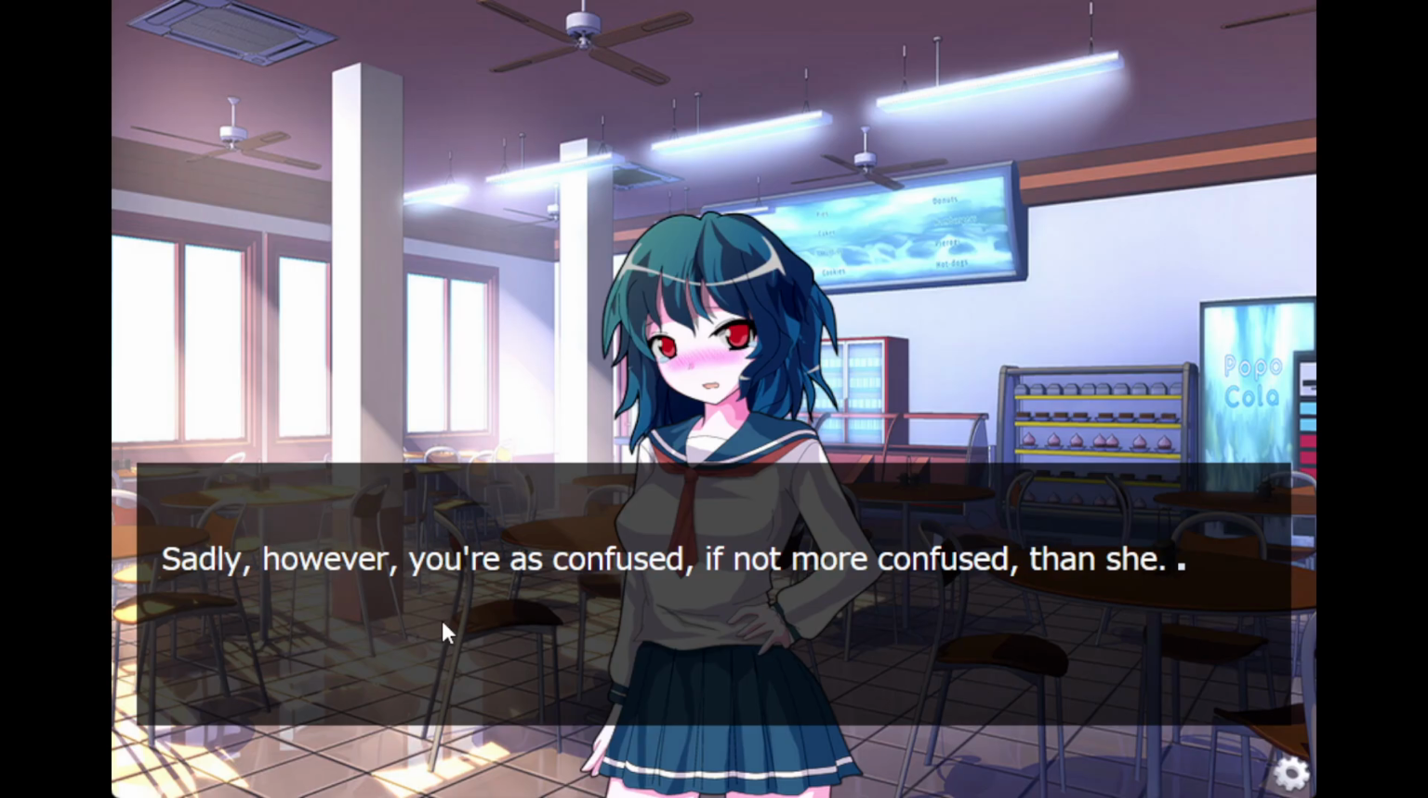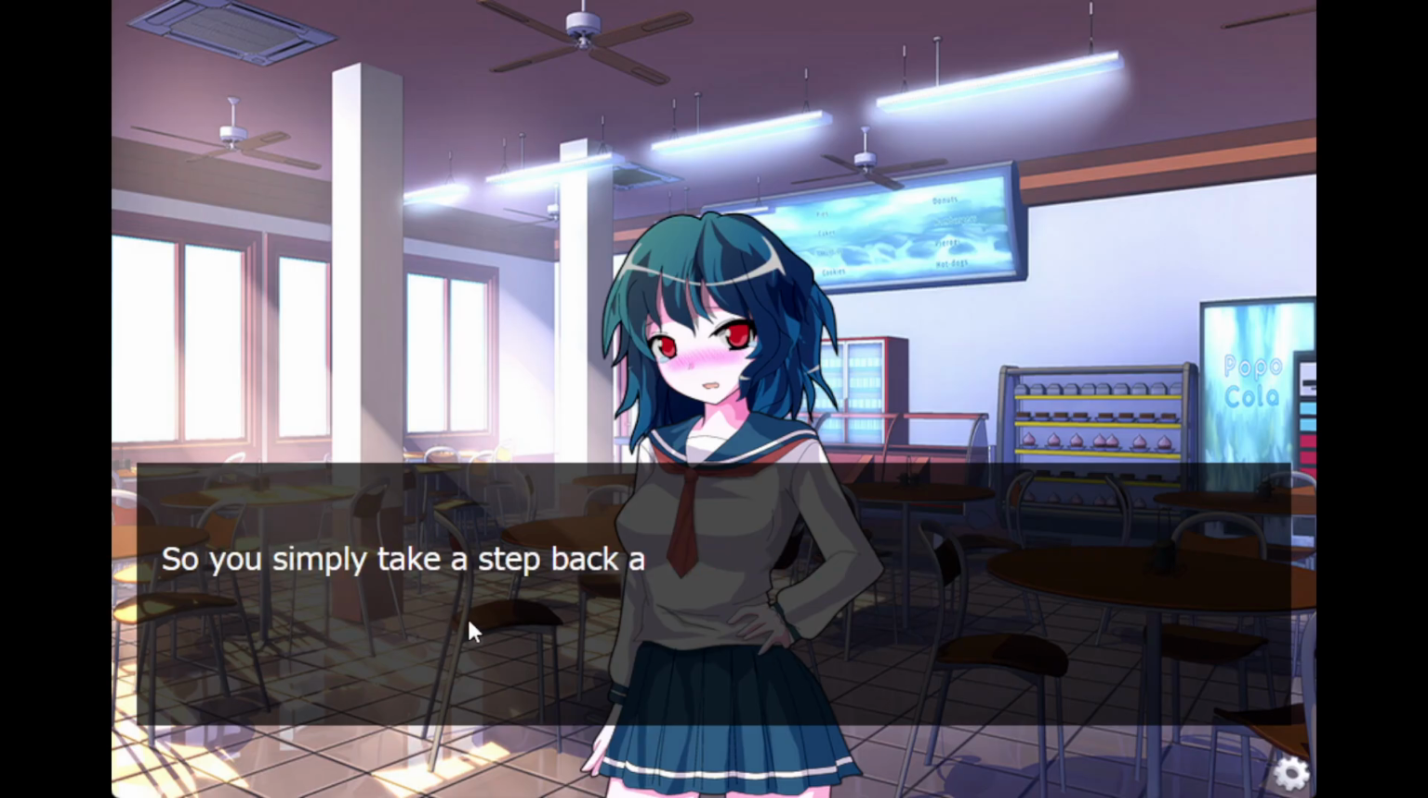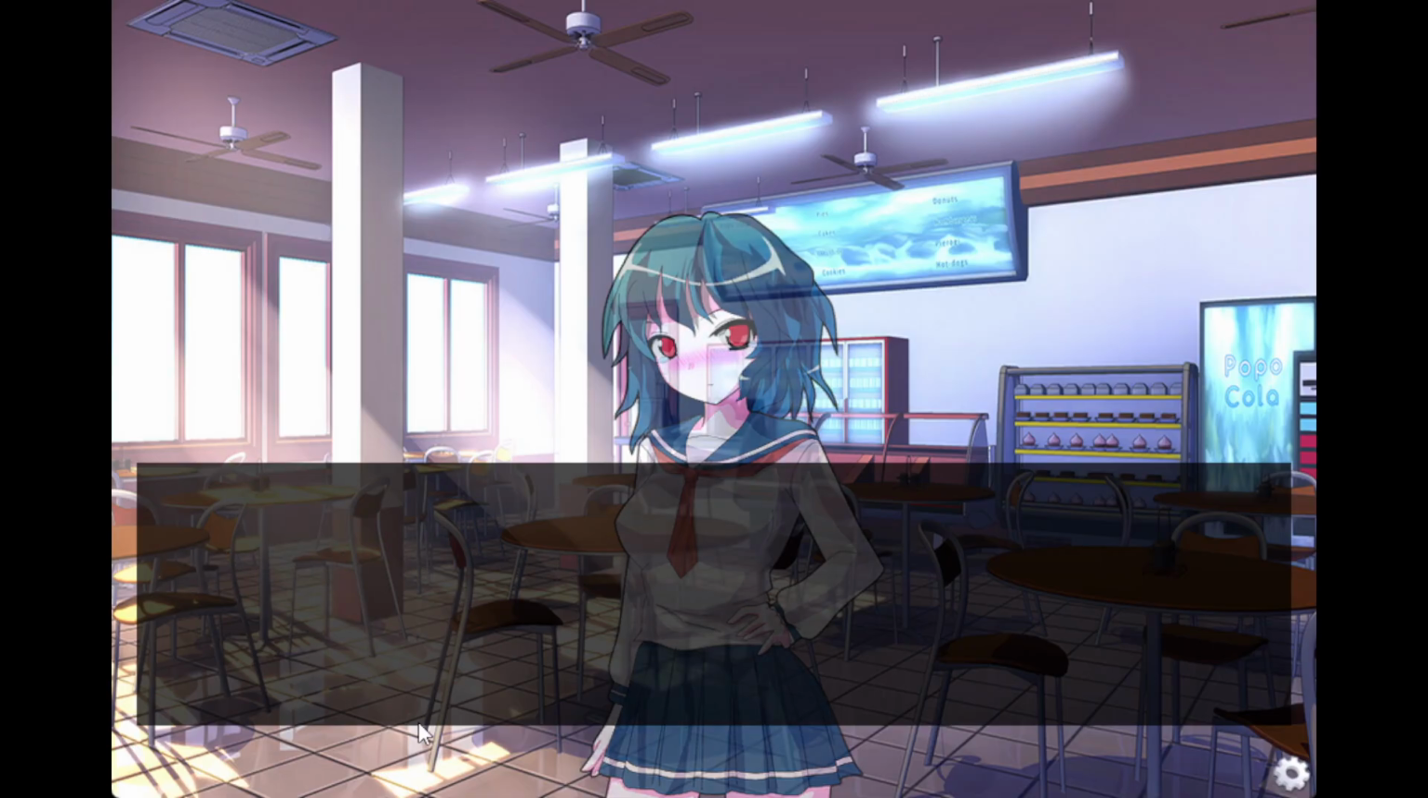Talia, however, was confused, if not more confused than she. You simply take a step back and explain everything that happened to you so far. Really? So you just found yourself at the front gate of the school? Just like that? You nod your head. What about before that? How did you get here? How did you find this?